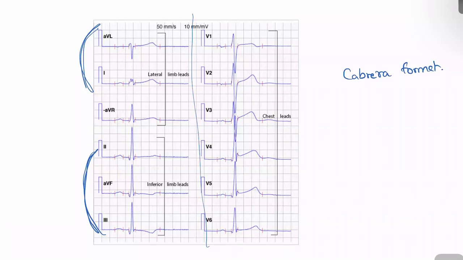Maybe sometime in the future, the standard format might become obsolete, and the Cabrera format may become popular. Who knows? Okay, so this is the end of today's video.